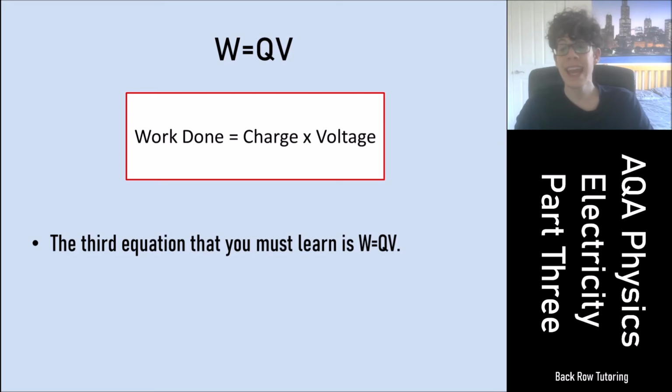Right, so next we're going to look at another equation. The third equation that you need to know is that W is equal to QV. Work done, or energy transferred, is equal to charge multiplied by voltage. So work done is measured in joules because it's an energy, because remember work done is the same as energy transferred. Charge is measured in coulombs. And voltage is measured in volts.